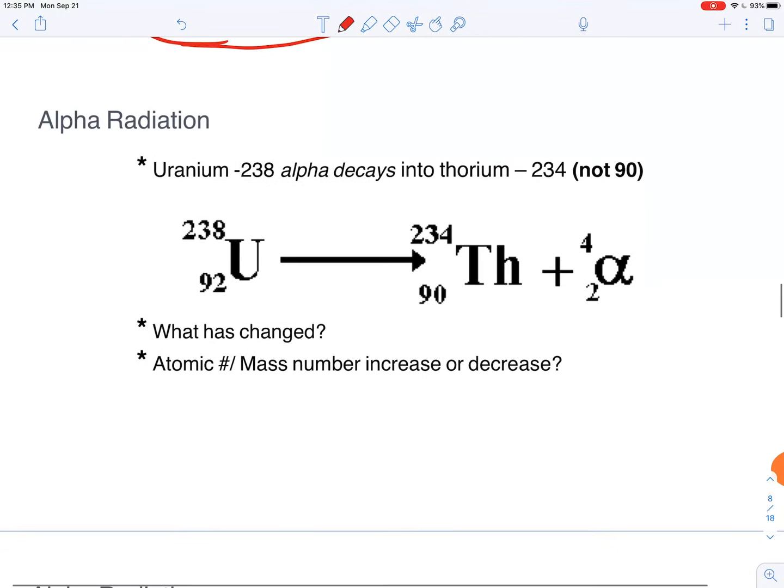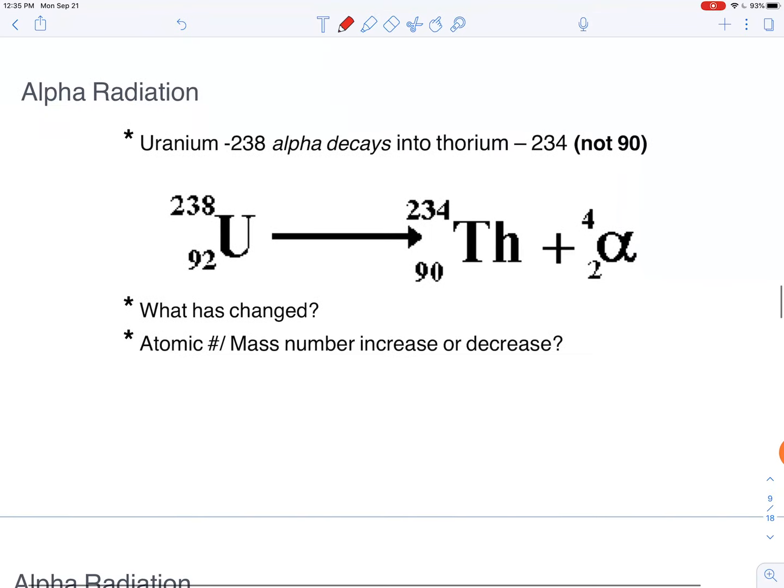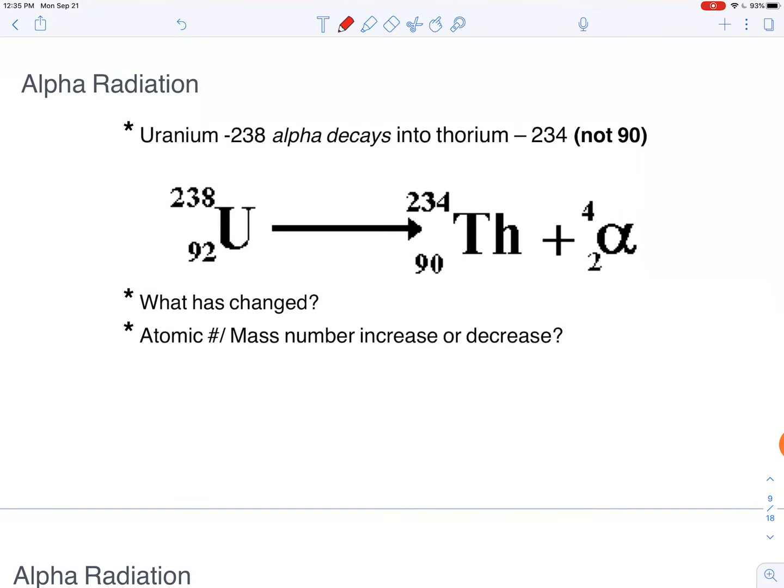Alright, so we're going to look at a couple of different kinds of radiation and a couple of different kinds of decay. First is alpha decay. So uranium-238 alpha decays into thorium-234. Remember that this is the mass number. Okay, it's not the charge, that's the mass number. So what has changed? So let's look at this equation. We've got uranium-238 over here, and then it becomes thorium, and then we've got this alpha symbol over here.